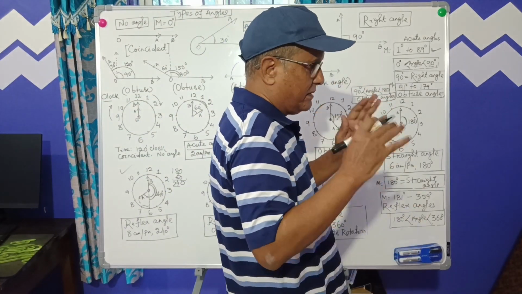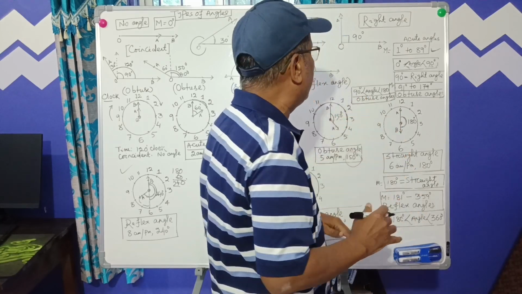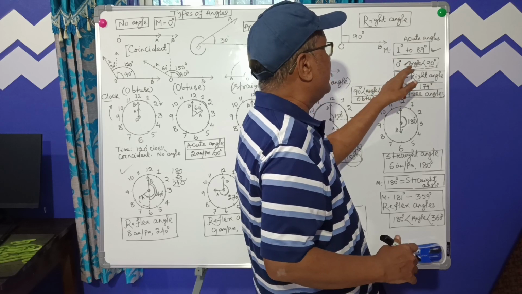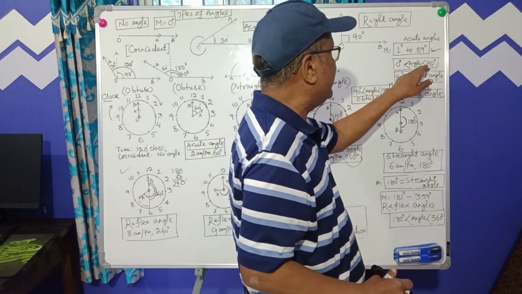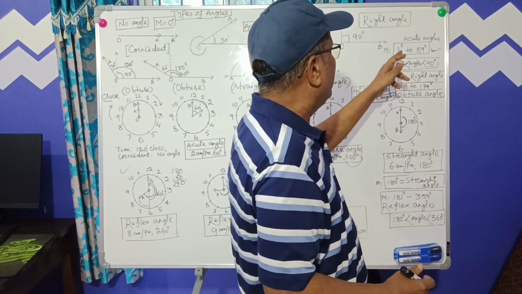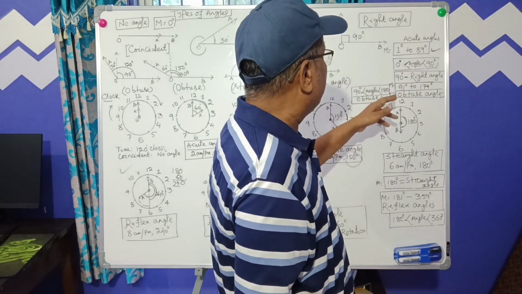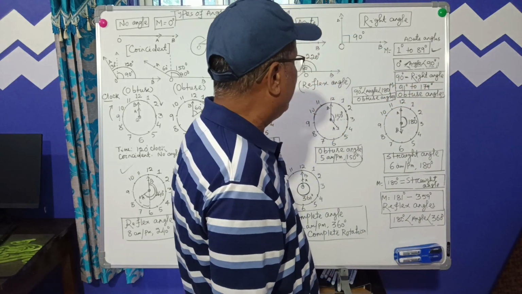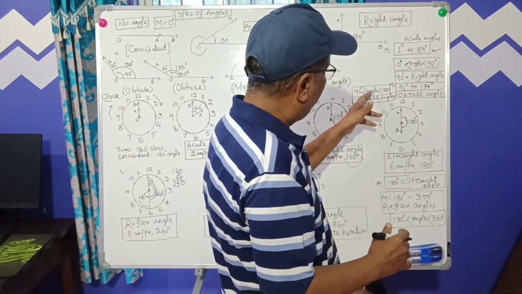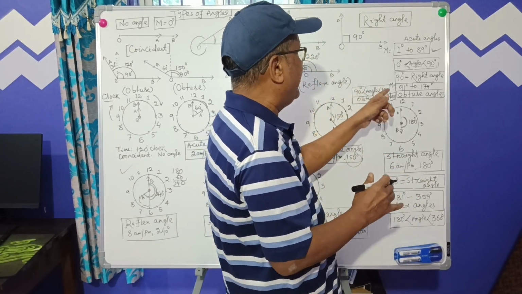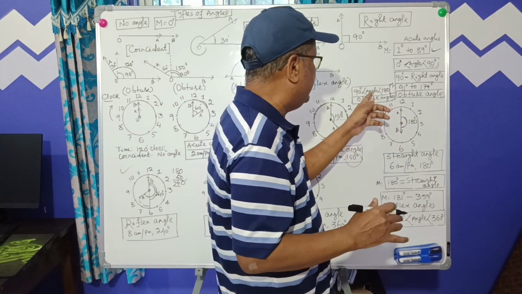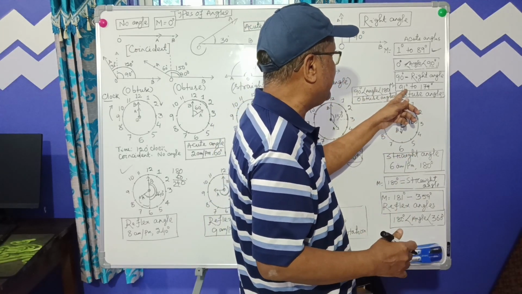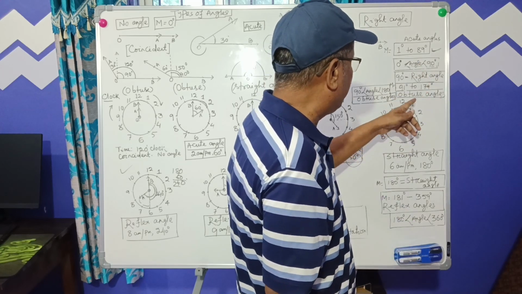Then the angle is called an acute angle. In an acute angle, the measure is greater than 0 and less than 90, or the values may be 1 to 89 degrees. Okay. When we come to 90 degrees, it is called a right angle. Then when the measure of the angle is greater than 90 degrees and less than 180 degrees, these angles are called obtuse angles, and the measure may vary from 91 to 179 degrees.